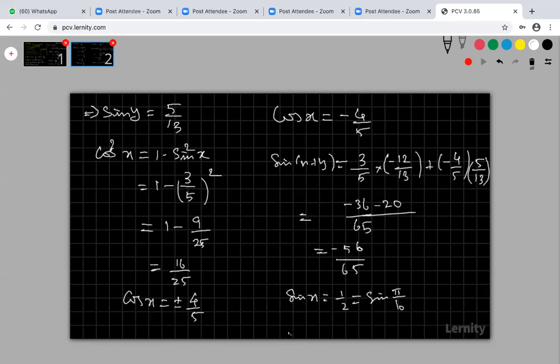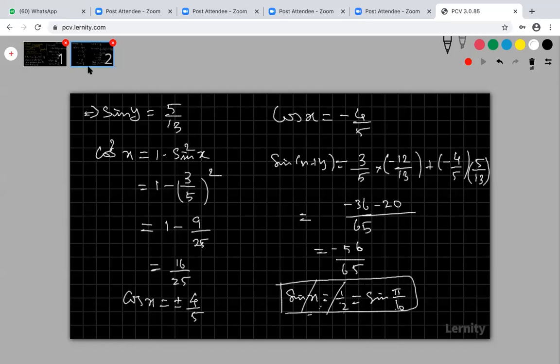Are you okay, my dear student? My sin x is 1 by 2 means I can write it as sin pi by 6, sin 30 degrees only is 1 by 2. I can conclude that x is equal to pi by 6, 30. But for 3 by 5 it is not at all possible. If you know which angle has sine 3 by 5, then we can easily find out your x. Okay, please try to understand.